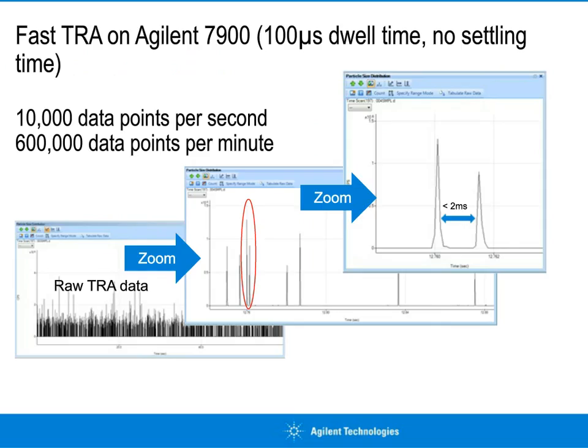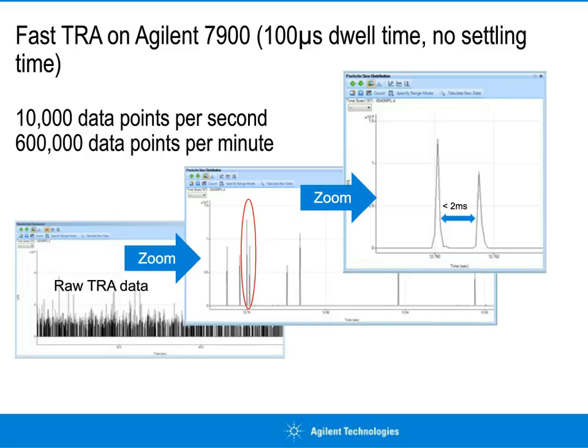So if we take a look at the workflow on that, this is some data that was acquired on an Agilent 7900 using 100 microsecond dwell time and no settling time. And if you do the math, you'll see that 100 microseconds gives you 10,000 data points per second, or 600,000 data points per minute. This is a 1-minute run, so on the lower left, that raw TRA data plot shows you the 600,000 data points that were acquired over the course of this 1-minute run.